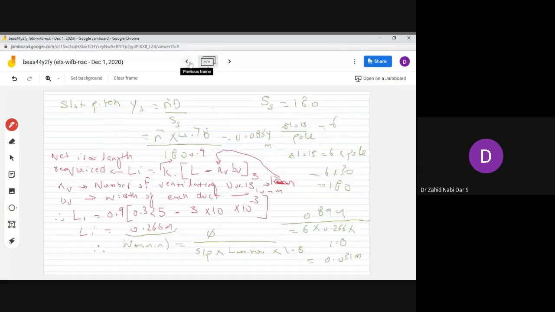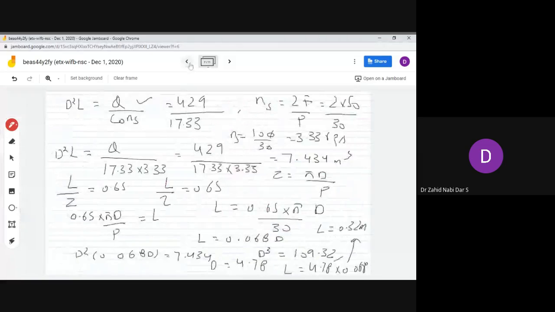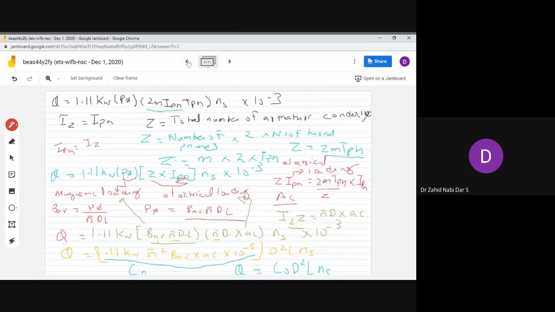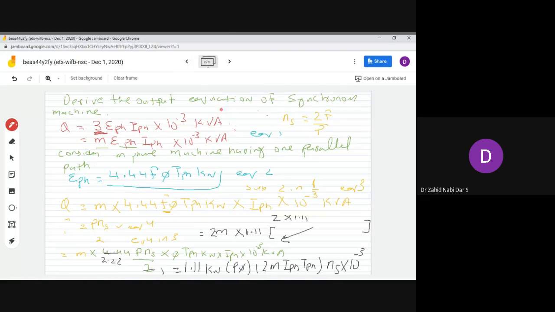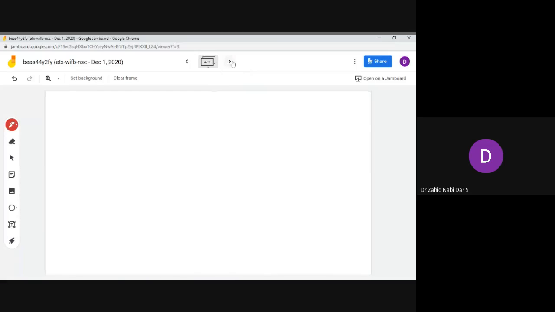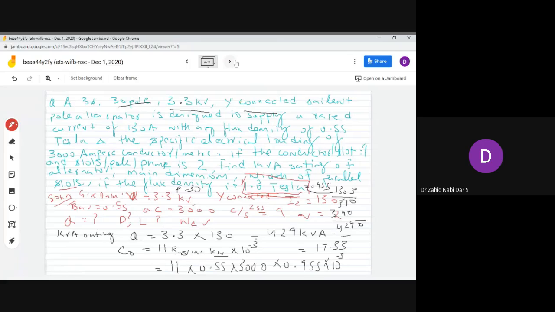I'll revise it because only 4 minutes are left. We cannot take any other topic. So firstly, what we saw in today's lecture was how to derive this output equation, and we got the values in terms of C0 square D square L n s. Then I went for a problem, which was very simple. We had to calculate the kVA rating. kVA rating would be E phase into I phase.